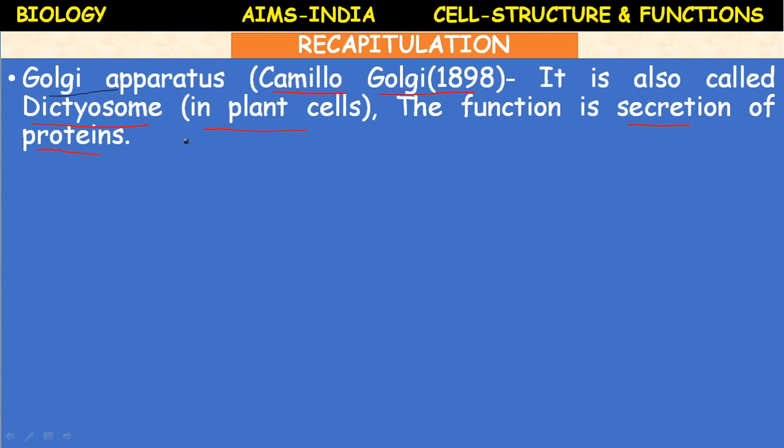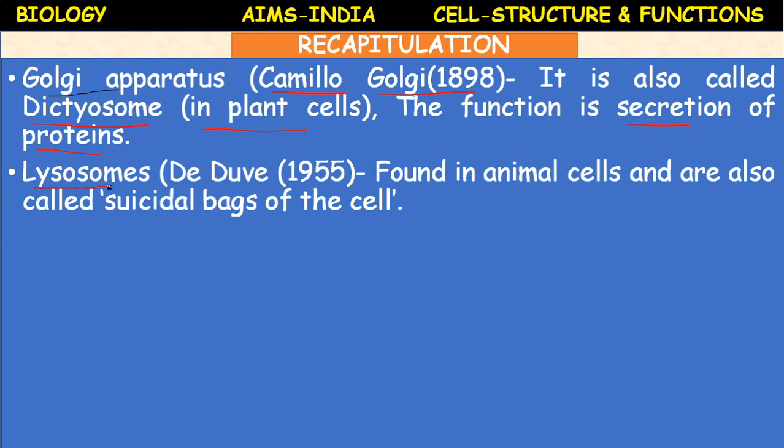Mainly, Golgi apparatus is secretory in function. So, most of the organs of the body which are secretory in function include Golgi apparatus. The number of Golgi apparatus or Golgi complex is higher in those organs which are secreting some important biological fluids like enzymes, hormones.